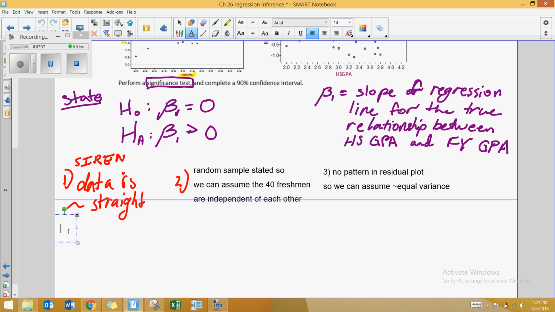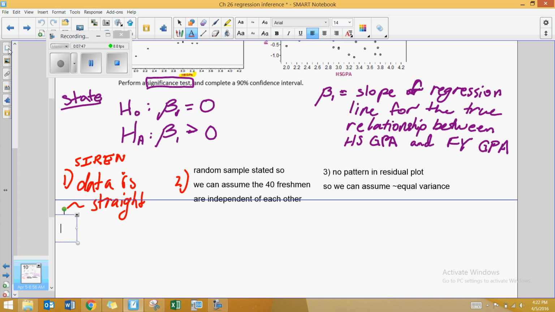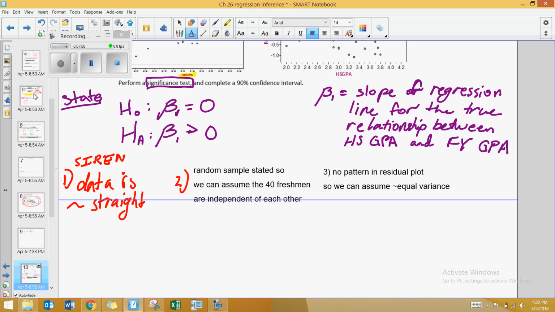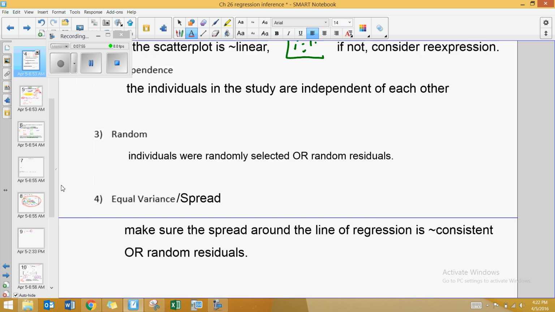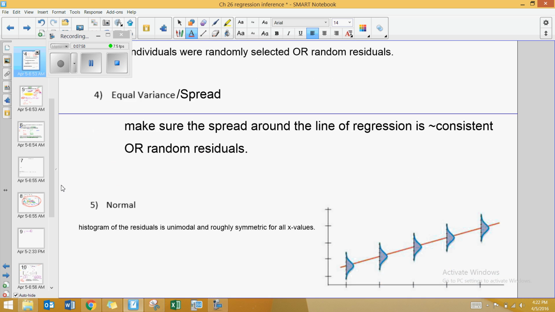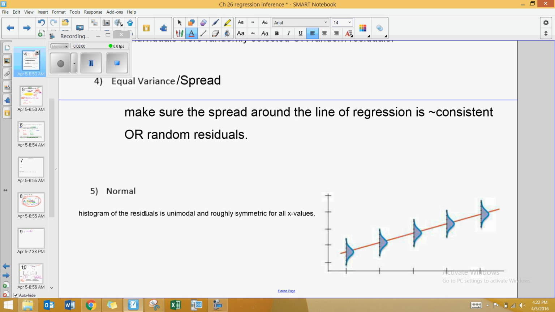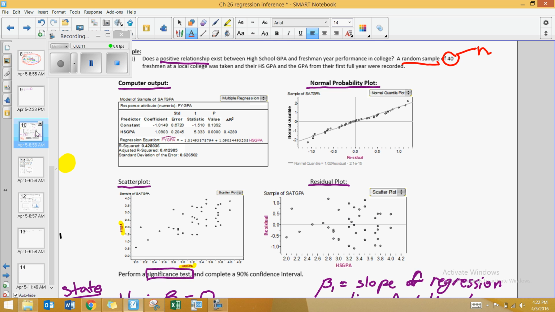And lastly, the N. So N is normal. For here, I want to look at, are the residuals approximately normal? Let's jump back up to our original conditions. We checked straight, independence and random, equal variance or spread. Now I want to know, are the residuals unimodal and roughly symmetric? Well, I said we would see a couple different ways that we can show that. And one of them, you may have a guess, is by looking at the normal probability plot.